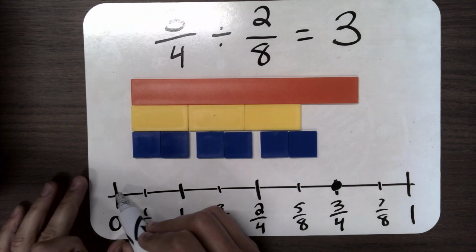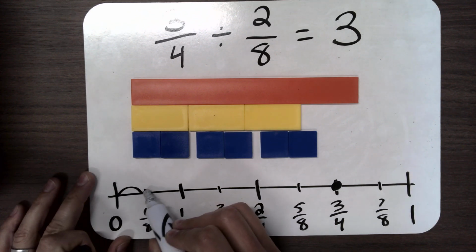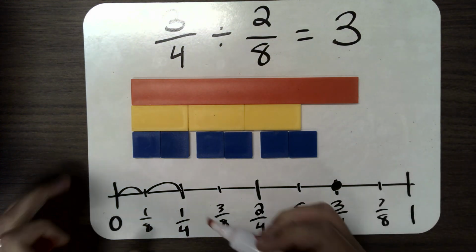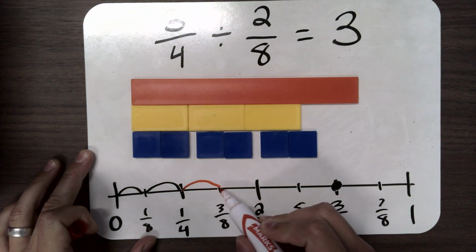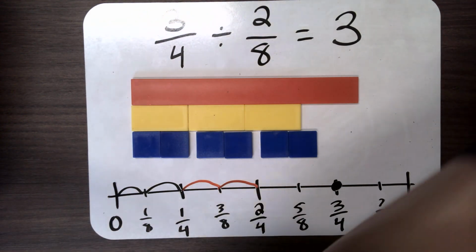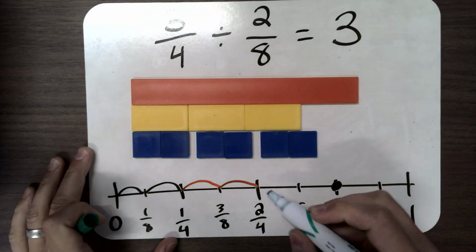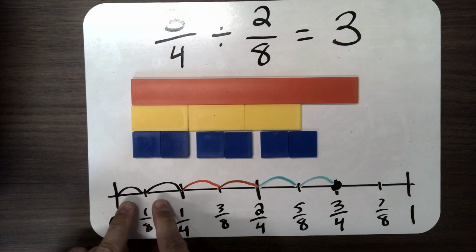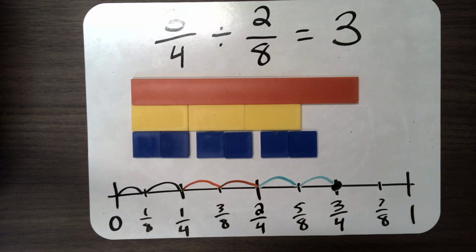Okay, so there is an eighth and another eighth. So this is one group. There's 1/8 and 2/8. So there's another group. And then 1/8 and 2/8 is a third group. So we have black group, red group, green group. We have 3 total groups that have that size of 2/8.